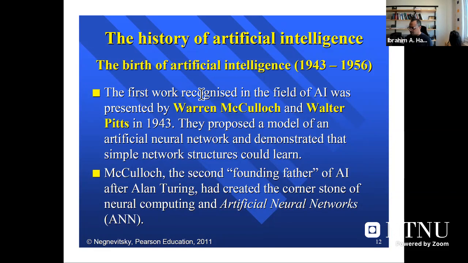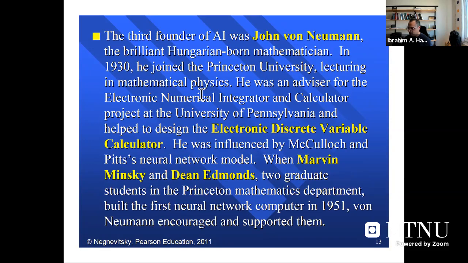McCulloch created the cornerstone of neural computing and artificial neural networks. He developed this artificial neural network in 1943. Von Neumann also, in 1930, joined Princeton.